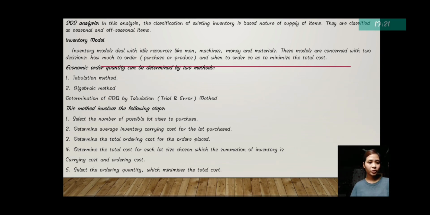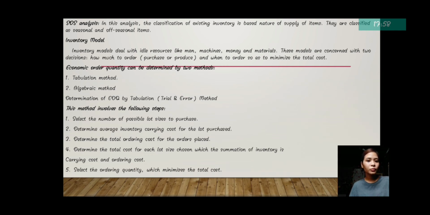And then inventory model. Inventory model deals with idle resources like men, workers, machineries, money, and materials. These models are concerned with two decisions: how much to order or purchase or produce, and when to order so as to minimize the total cost. Economic order quantity can be determined by two methods. The first is the tabulation method. Second is the algebraic method.